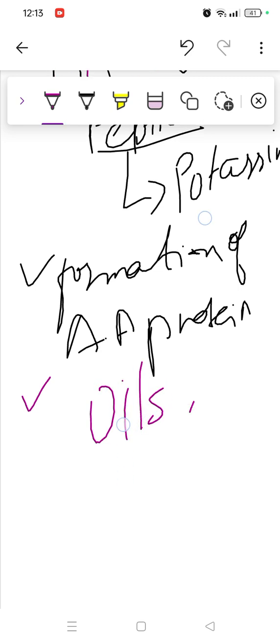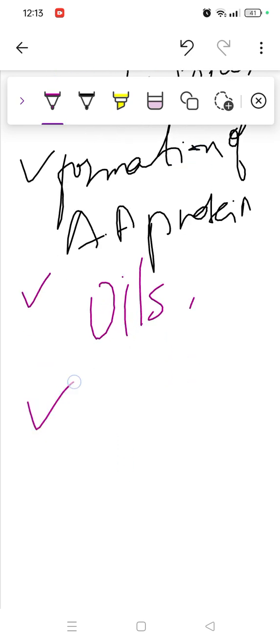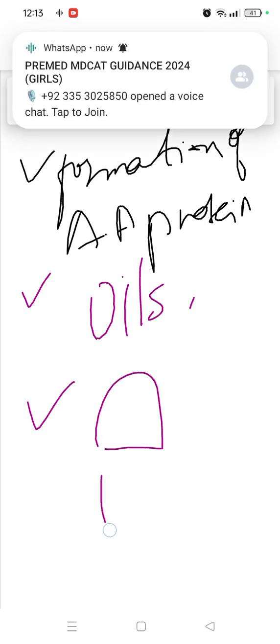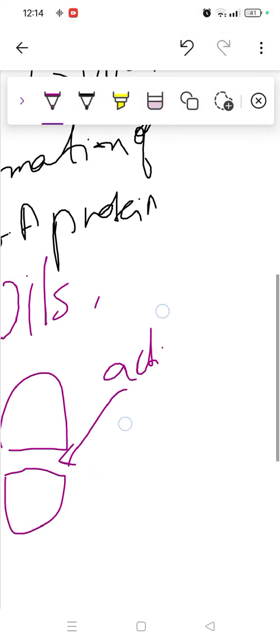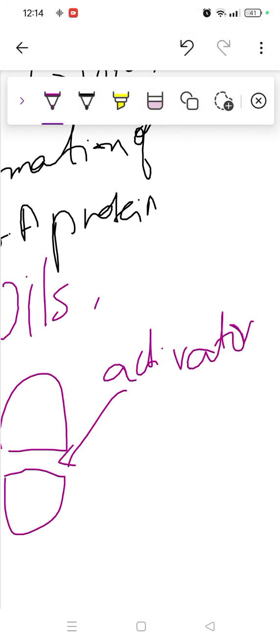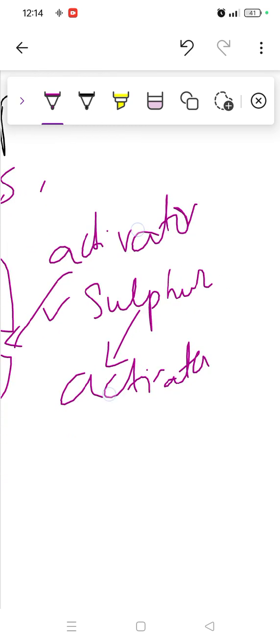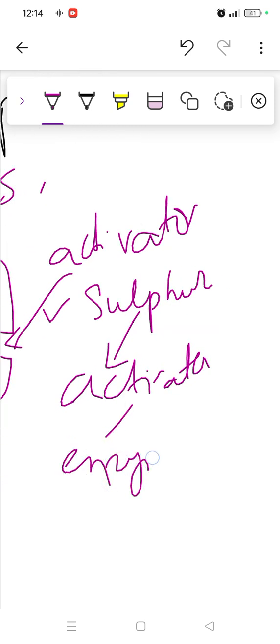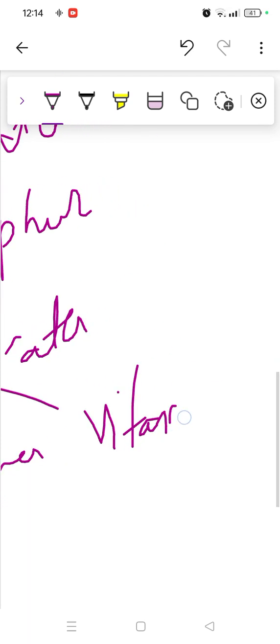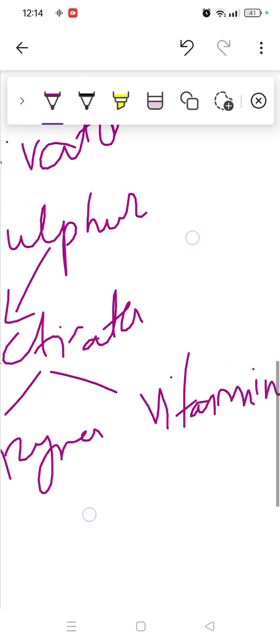Then you will see these also help in activating certain enzymes and vitamins. If you see, this enzyme here has a substrate, so sometimes we need an activator, something which could make this enzyme work properly. So sometimes sulfur is used here to make sure the enzyme works nicely. So sulfur is used to activate sometimes enzymes and sometimes vitamins as well. I'm sure it's clear to you.